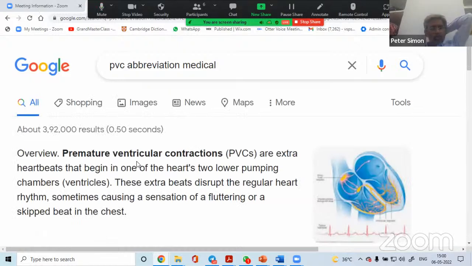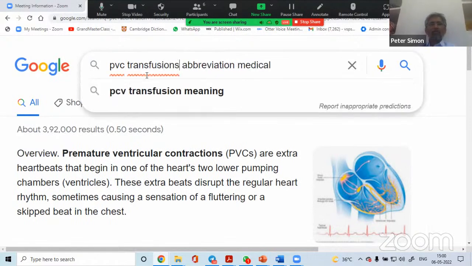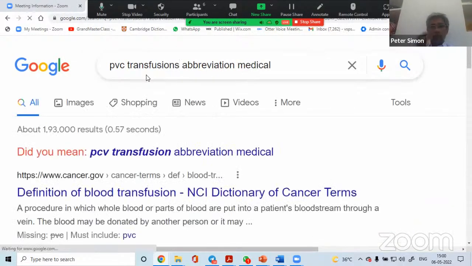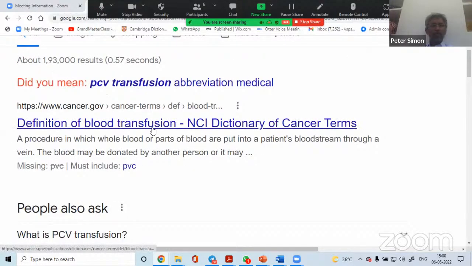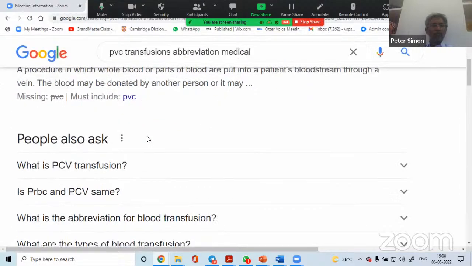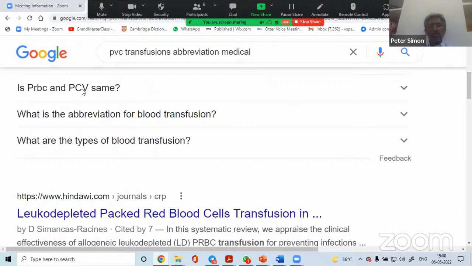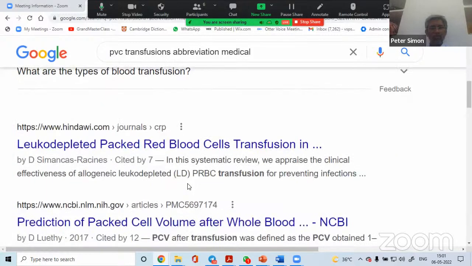PVC means premature ventricular contractions. What is their transfusion here? Okay, we'll see PVC transfusions. PVC transfusion meaning. Blood transfusion is there. Is PRBC and PVC same? Yeah, PVC is there here. PRBC we know, but PVC is something new for me also.